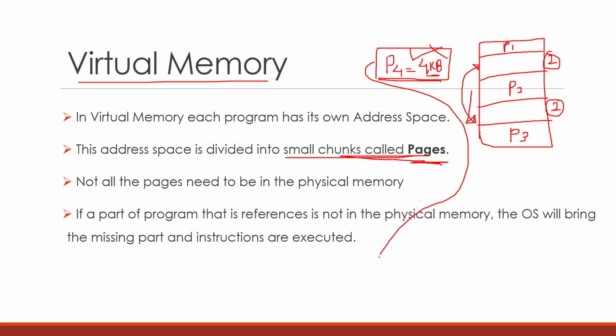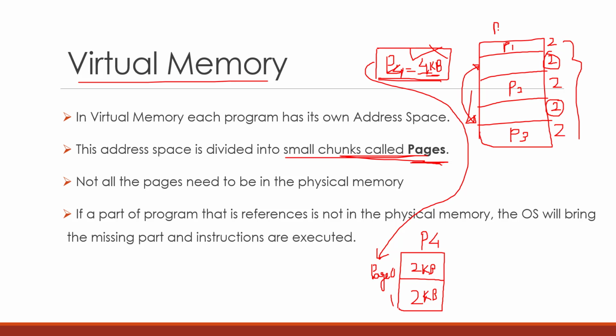Now let's assume that, based on our paging concept, I'm going to divide this process P4 into 2 pages of 2 KB size. So 2 KB for page 0 and 2 KB for page 1. I have divided my process P4, the total size of which was 4 KB, into 2 pages of 2 KB size each. Why 2 KB each? Because the size of each frame, let's assume, is 2 KB.